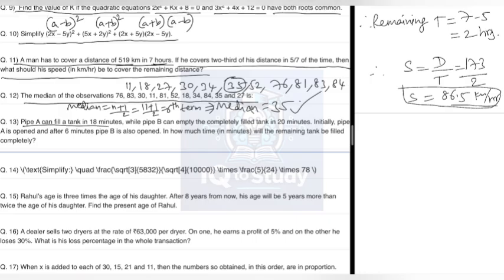Pipe A can fill a tank in 18 minutes, while pipe B can empty the completely filled tank in 20 minutes. Initially, pipe A is opened and after 6 minutes, pipe B is also opened. In how much time will the remaining tank be filled completely?